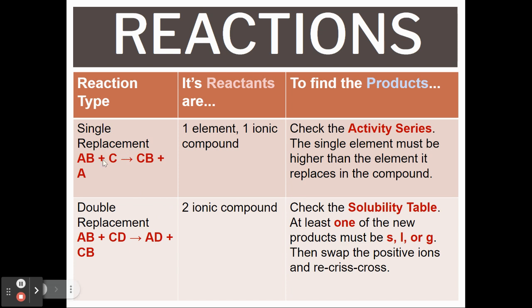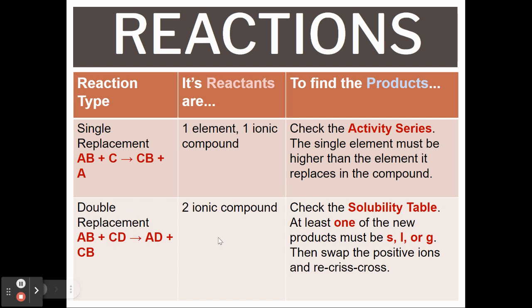Single replacement reactions have an ionic compound and an element, and then one of the atoms switch places. So one of the elements in the ionic compound gets booted out and is now by itself, and then the new element takes its place. It's a single element being replaced. All right. For this one, you'll have to check the activity series. All right. This reaction only occurs if the single element coming in is higher on the activity series than the element it is replacing. All right.